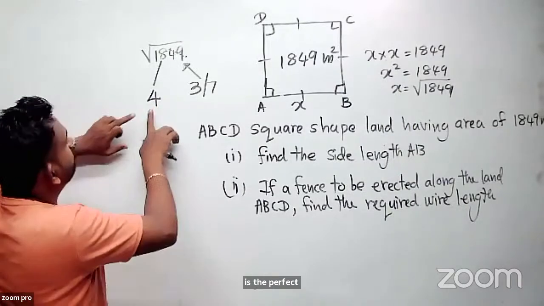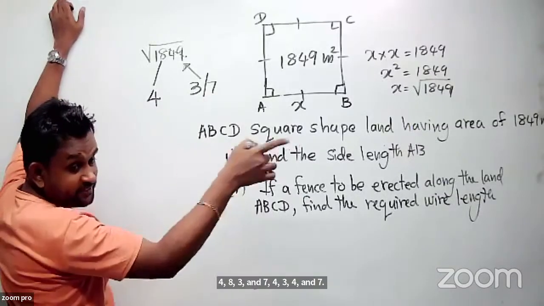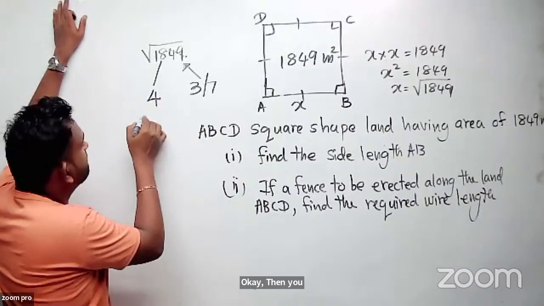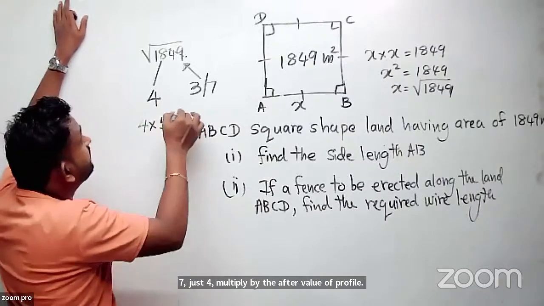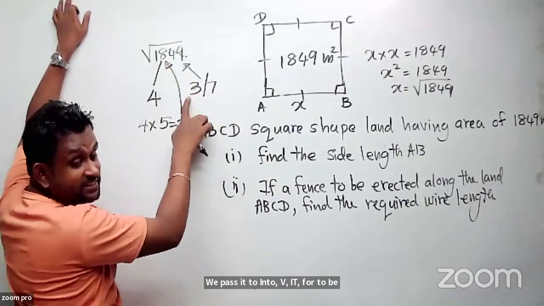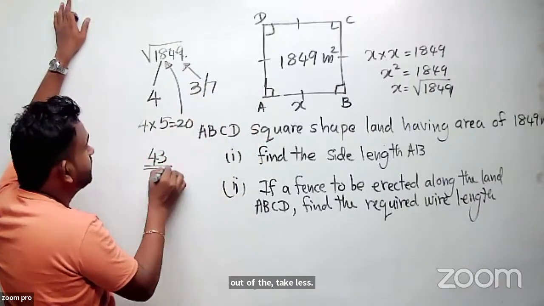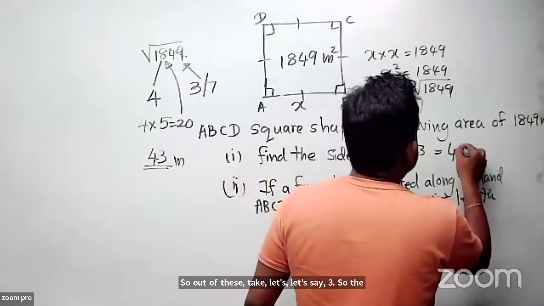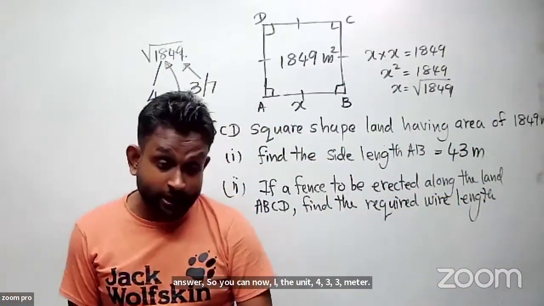Then you check the answer 4 with 3 and 7: 43 or 47. How do we decide between 43 and 47? Take 4 multiplied by the next value, 5. That is 20. It was 20 compared to 18. But 18 is less than 20, so out of these two, take the lesser value. The lesser value is 3, so the answer is 43. You can now write with the unit: side length equals 43 meters. Correct. Right, the area is given, take the square root. That's the method.